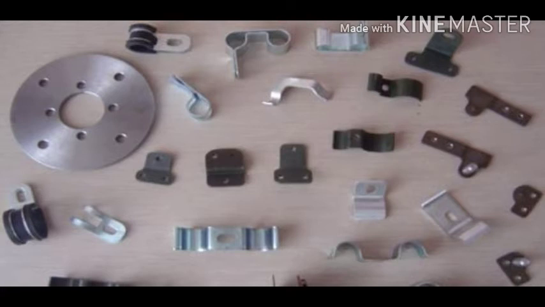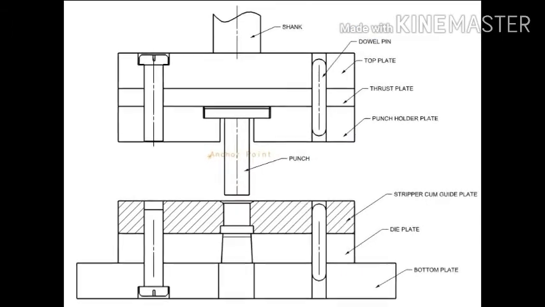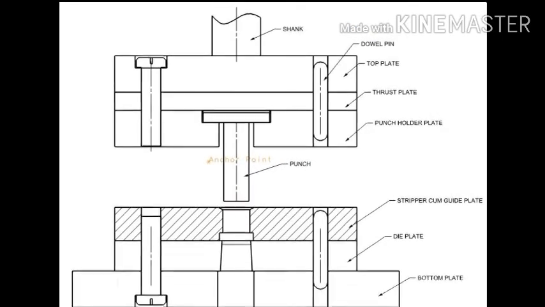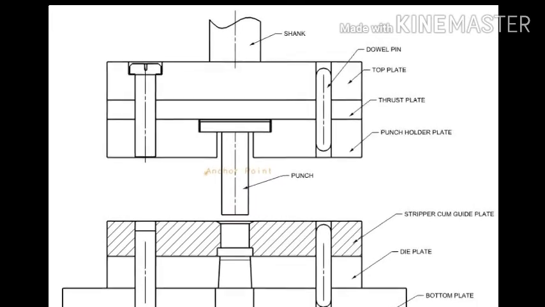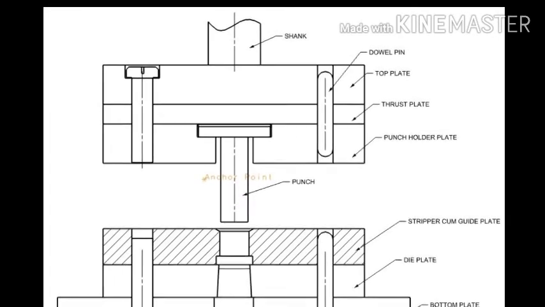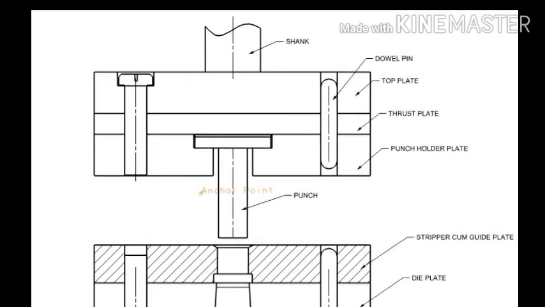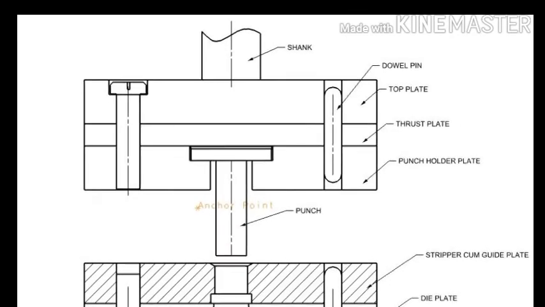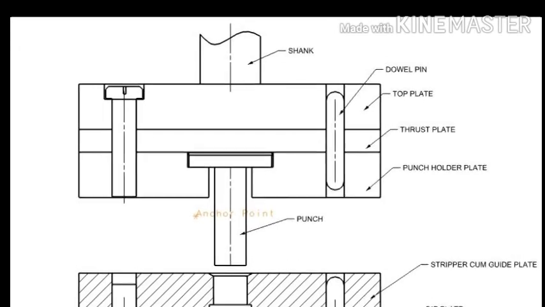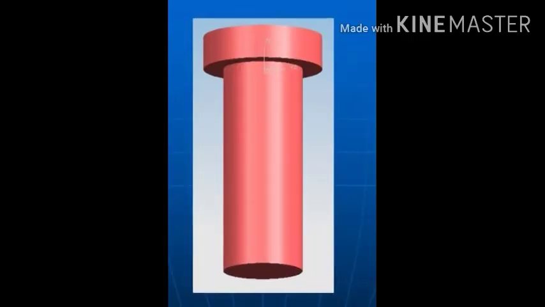Now, we are going to focus on the basic elements of press tool and its types. The basic elements of guide plate tool are: punch, die, punch holder, thrust plate, or you can say the back plate, shank, top plate, stripper cum guide plate, bottom plate, stopper, screws and dowels. These are the basic elements of guide plate tool. We are going to see details about each and every element.